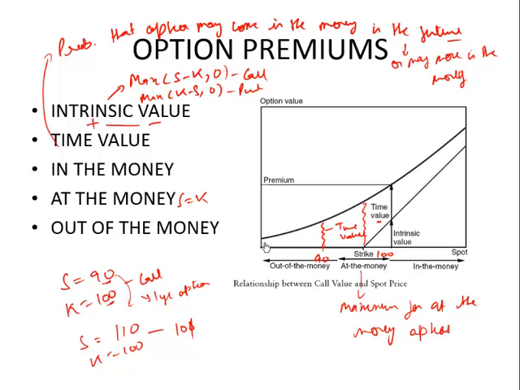Please note that until the spot price is below the strike price for a call option, the value of the option is only the time value. There is no intrinsic value. So whatever is the value is all time value. As the spot moves up, the time value keeps increasing.